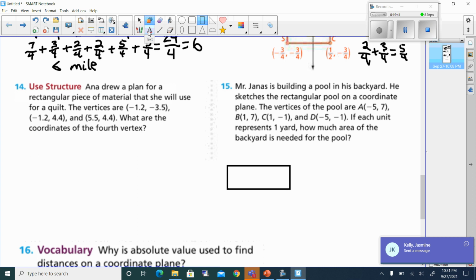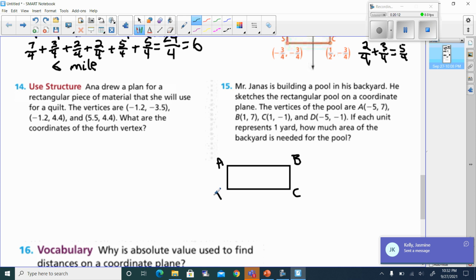Let's go ahead and write these in. A is at -5 and 7, so A is going to be up here. B will be here. Well, let me see that, 1 and 7. No, it won't be there. B is actually going to be over here. C is going to be over here, and D will be here.